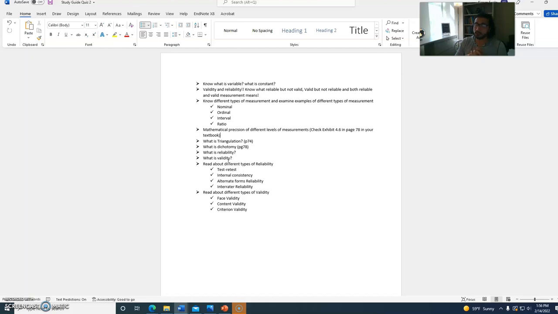There is also alternate forms reliability that provides some alternative forms to measure the consistency. So in your textbook, it gives the example of SAT or ACT. When you were in high school, you remember when you were taking those exams, some of you took different forms of the exam.